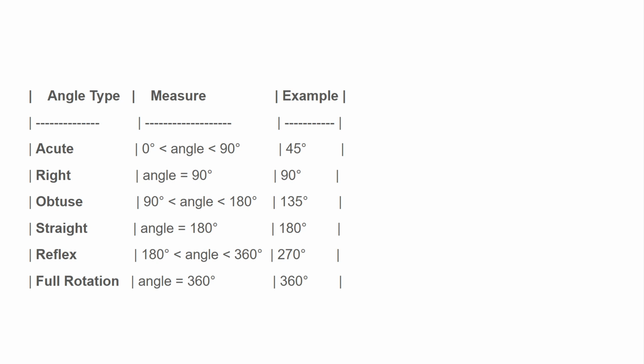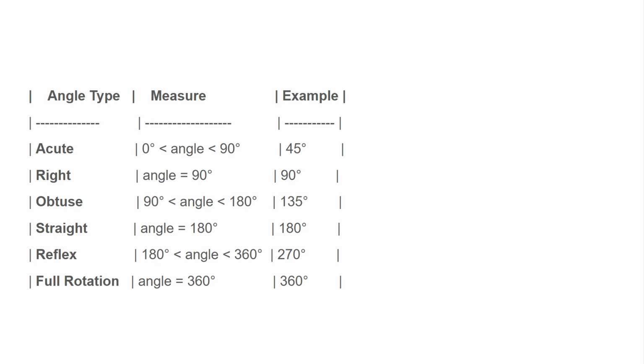Now, I have constructed this sort of chart here with the angle type and its measure, and I have given an example, just one example in this context. So an acute angle lies between 0 degrees and 90 degrees. So in between 0 degrees and 90 degrees, if that's what your angle is, you have an acute angle. So for example, 45 degrees.